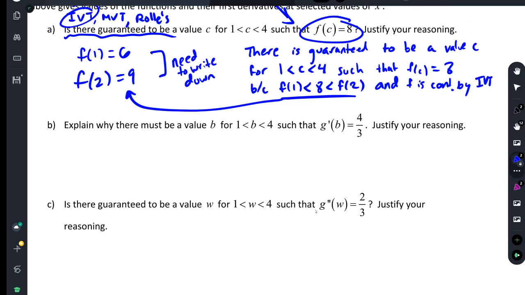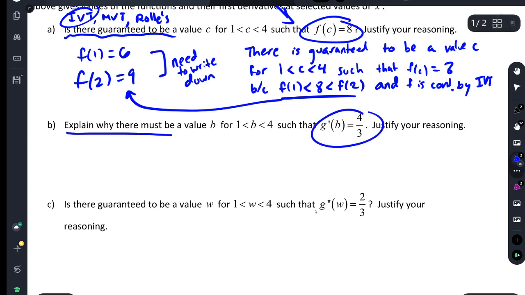Okay, next one, explain why there must be a value b for 1 less than b less than 4, such that g prime of b is 4/3. This one's actually a unique one that I can do IVT or MVT and get the right answer here. And so I'm going to show that. When I say explain why there must be, again, I'm thinking immediately IVT rolls MVT. And when I see g prime of b equals 4/3, most of you are probably thinking MVT. And so we'll start there, but then I'm going to show you how we could have also done IVT.